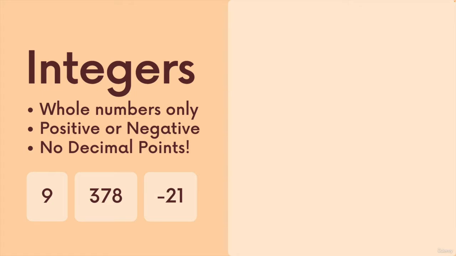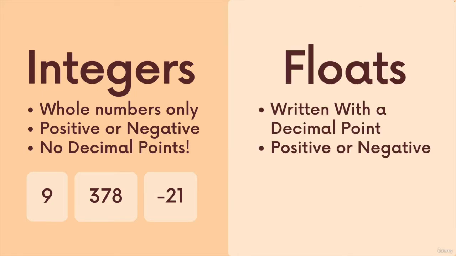Now there's the second type I mentioned, floats, or floating point numbers. These are numbers that have a decimal point, and they can also be positive or negative. So 1.5, or 9.99, or negative 2.0. If we have a decimal point, even if it's a whole number, it's a float. If there's no decimal point, it's an integer.